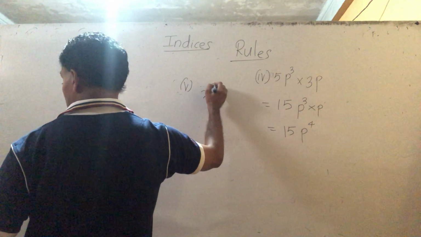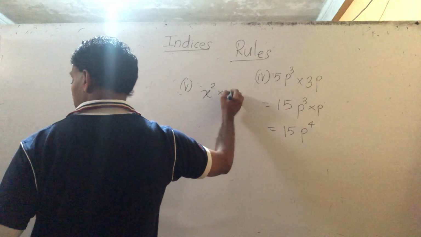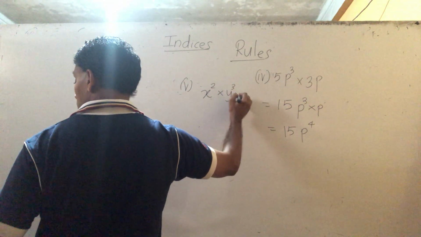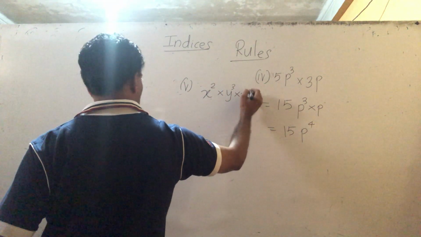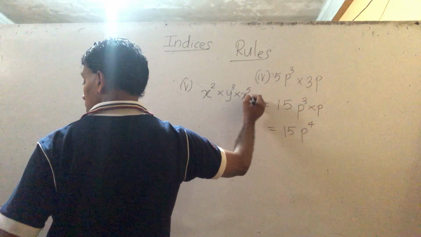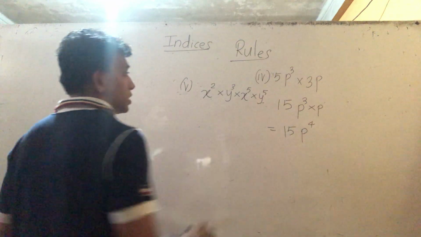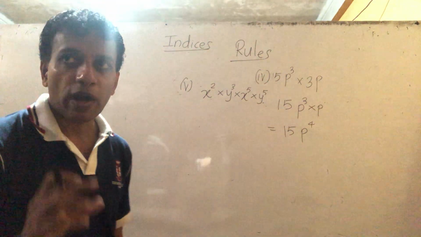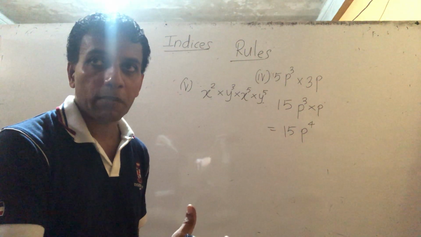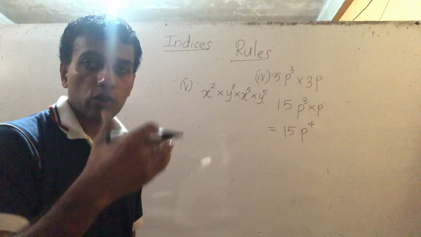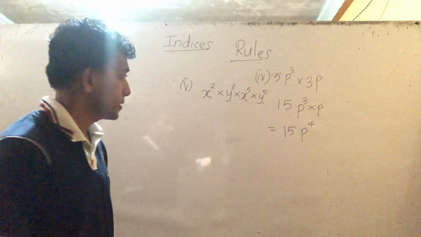Next one, the fifth one: x squared multiplied by y cubed, multiplied by x to the power 5, multiplied by y to the power 5. Simplify this. Not only one term, any number of terms can be multiplied as powers. You can use rule number 1 of indices.